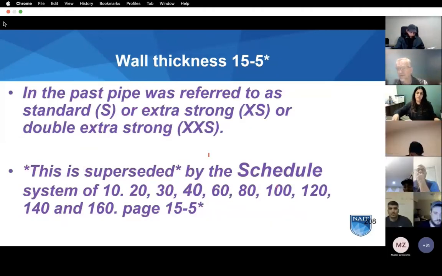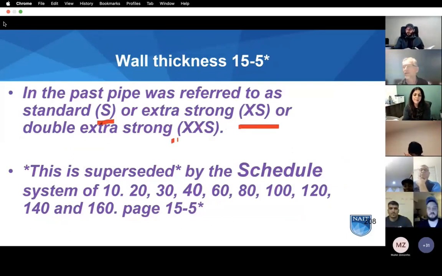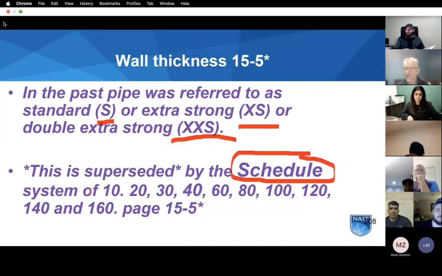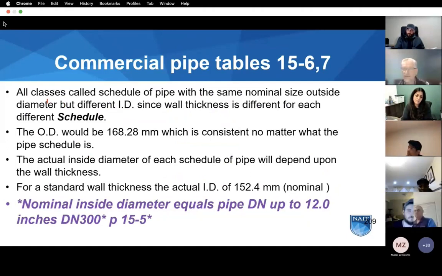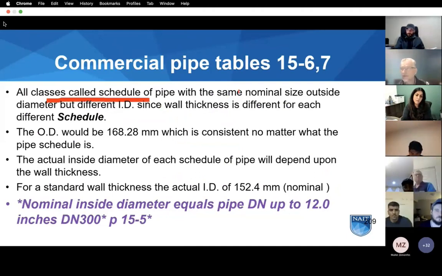Back in the day, we referred to pipe by these things: standard, extra strong, or double extra strong, and the new system from the 30s or 40s is schedule numbers, which starts at 10 and goes up to around 160, or on the charts that we have anyway. All classes are called schedule, so a class 10 is the same as a schedule 10. A class 40 is schedule 40. A class 120 is schedule 120. So if you go across the chart, you pick a size.